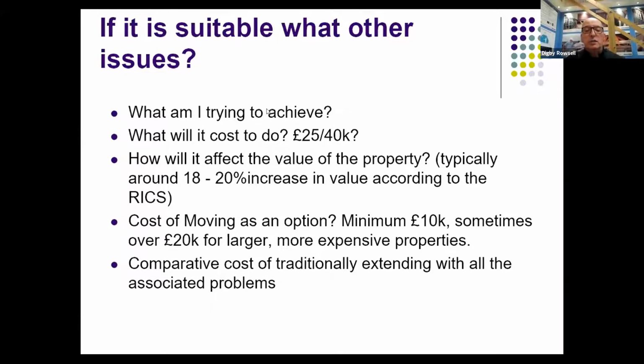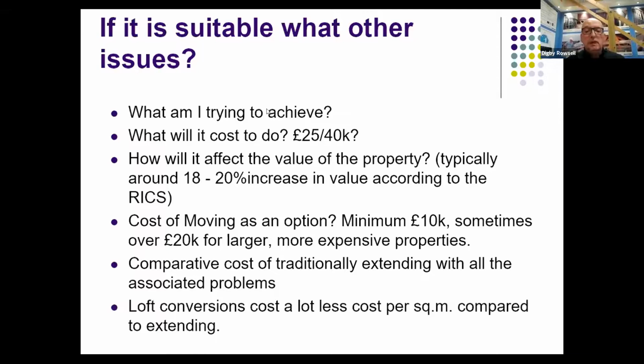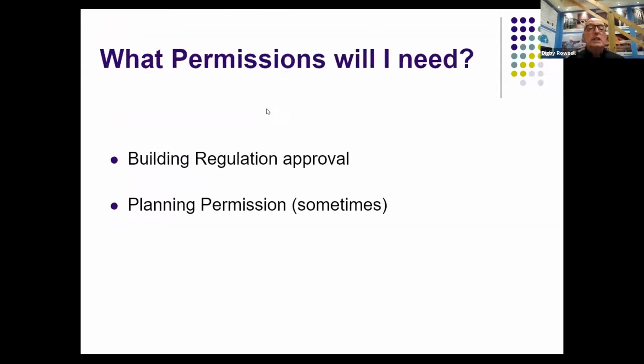The comparative cost of traditionally extending, like a 2-story extension, is much higher than loft conversion, and often getting planning consent for a 2-story extension can be quite a problem. So if you're looking just for extra bedroom accommodation or an office at home, a loft conversion is by far the best way forward. Loft conversions themselves cost a lot less per square metre compared to traditional extending.